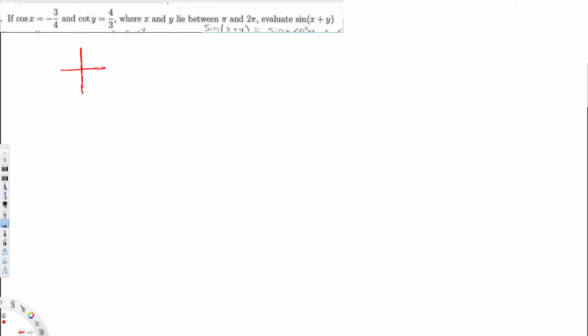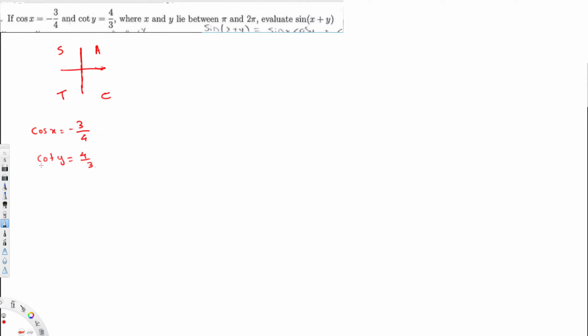According to the trigonometric rule, here all are positive. Here sine is positive, in the third quadrant tan is positive, and in the fourth quadrant cos is positive. So this is the general thing to know before we approach this question. First of all, let's copy this down. It's going to be cos x is equal to minus 3 by 4, and the second one given is cot y is equal to 4 by 3.